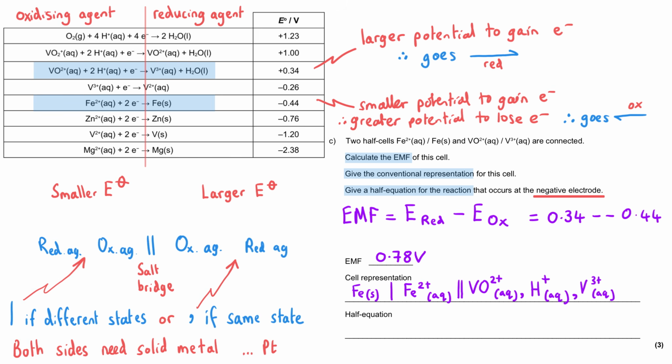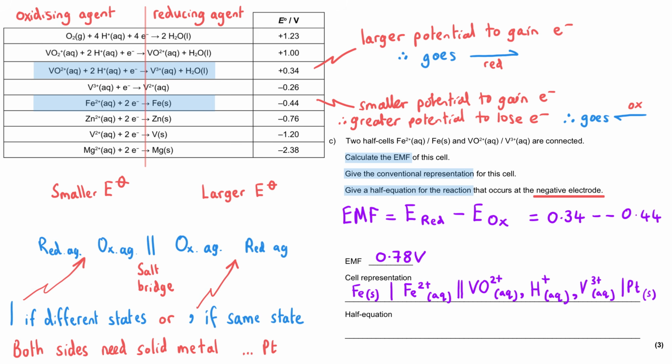And then the final thing that we need to do is check that both sides have a solid metal. This is important because both half equations need some method of transferring electrons between the half cell and the external circuit. The iron half cell has solid iron, so that is absolutely fine, but the vanadium half equation doesn't have a solid metal. And so we need to add platinum to the outside of the conventional cell representation. The platinum will be a solid, so it gets separated from the V3+ with a vertical line.